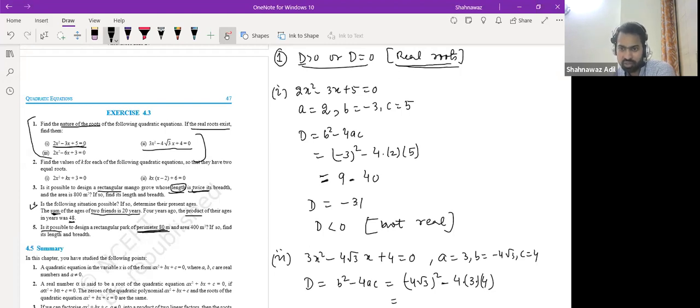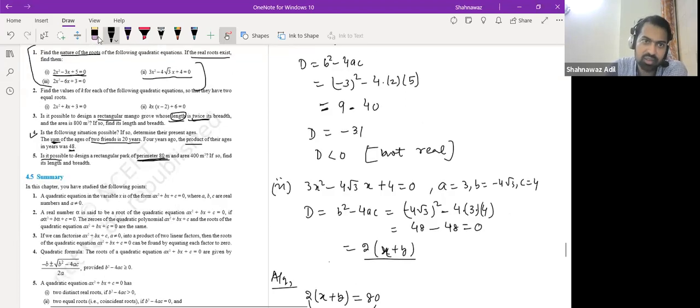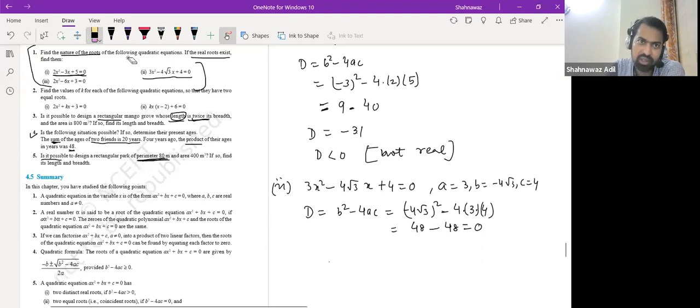So this is 4 square, and this is how much? 48. Correct. 48, and this is also 48. Yeah. So this is 0. So D is 0, which means the discriminant is equal to 0, so it has real and equal roots. So D is equal to 0, which means real and equal roots.